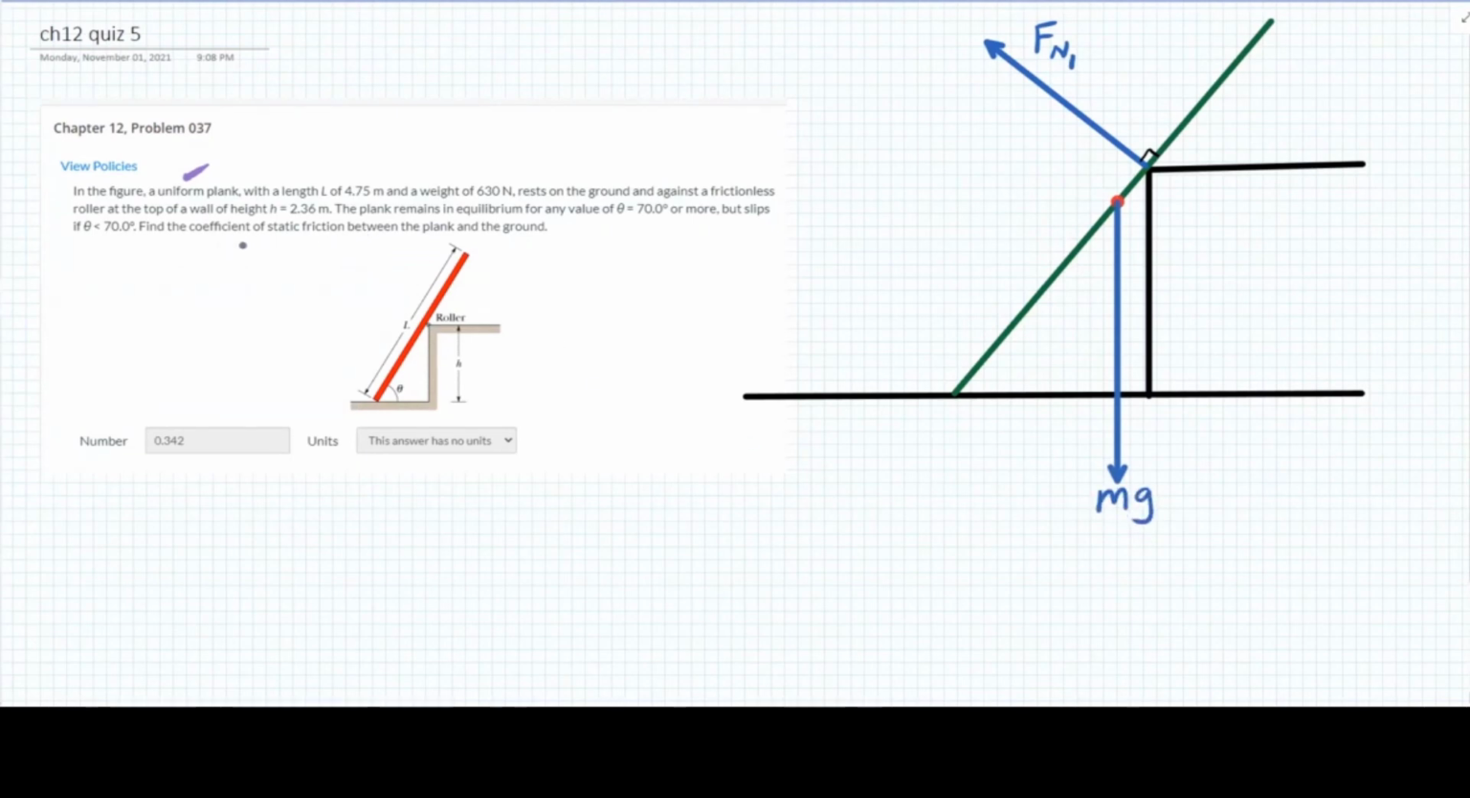There's static friction. Static friction is what's preventing this from sliding. Because if there was no static friction, it would slide immediately for any theta less than 90. Any angle, if there was no static friction between the plank and the floor, unless it's perfectly vertical, it will slide. So static friction is doing this. This is static friction right here.